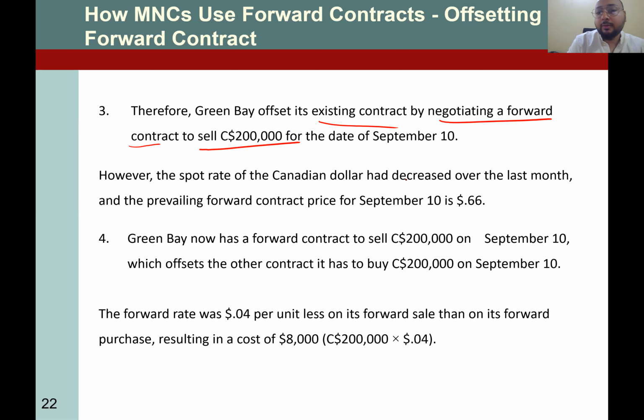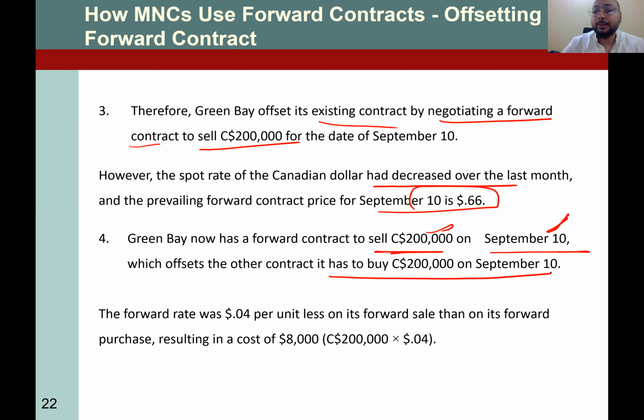However, the spot rate of the Canadian dollar has decreased over the last month, and the prevailing forward rate is now $0.66. After 30 days, the forward is at $0.66. So you enter into a contract to sell 200,000 on the same day on which the contract is settling. One contract was a purchase, and now they enter into a contract to sell on the 10th of September the same 200,000 Canadian dollars, which would offset the other contract to buy.